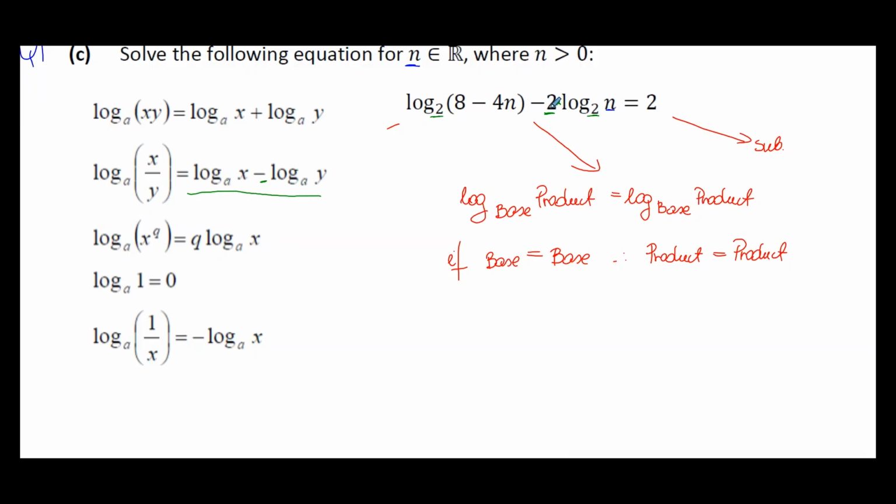So again, I'm looking for the formula. Is there a log with a number in front? And yes, there is. The next formula is telling me that when you have a number in front of the log, you can move it and basically use that as a power of a product, so that it moves here to become a power. So let's write it out. So log base 2 of (8 minus 4n) minus, and instead of that 2 here, it's going to become a power here. So log base 2 of n to the power of 2, and that equals 2.